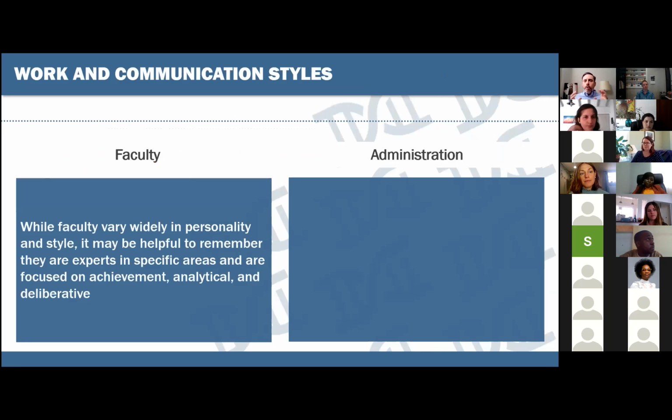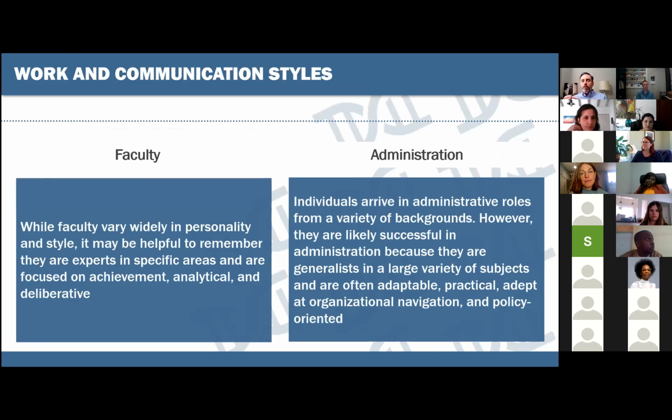So just some quick points about the differences between the communication styles. I know in my breakout group, we talked about how the faculty do the science and the administrators don't always have that background. But I want to highlight that you do have a background in very important skills, but it does make the communication a little bit challenging.